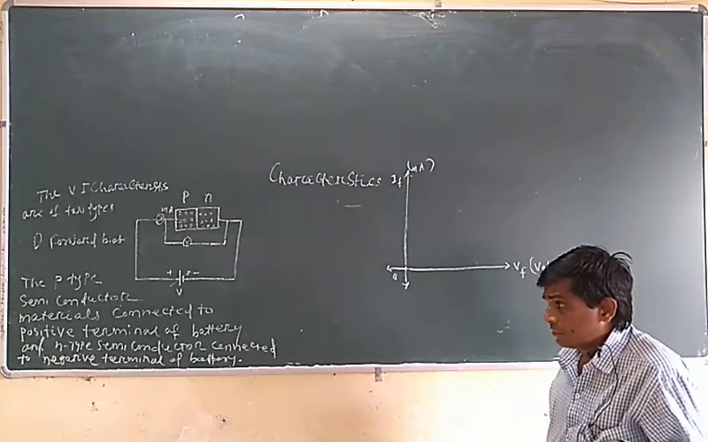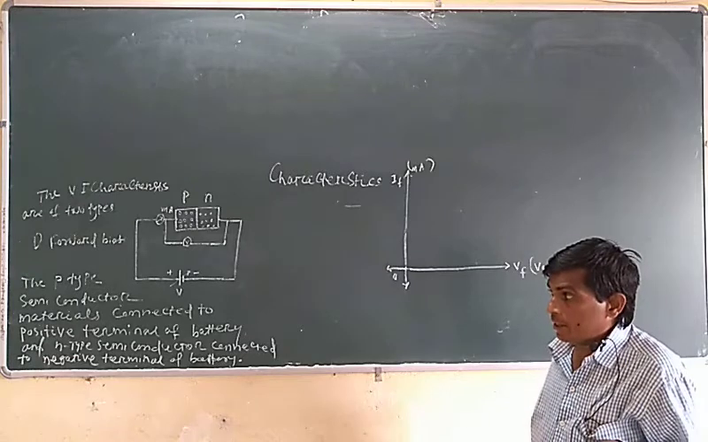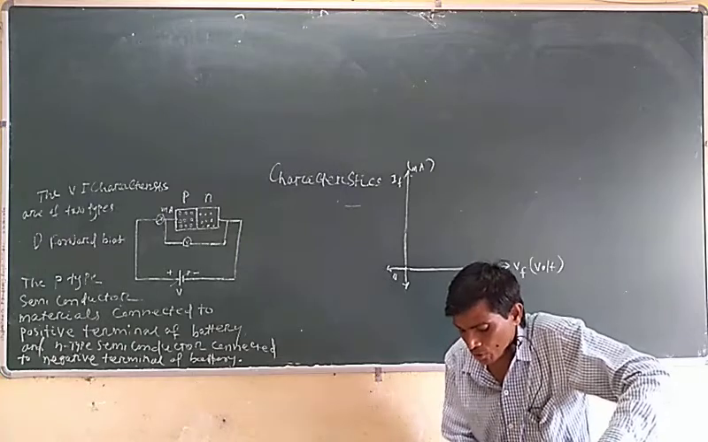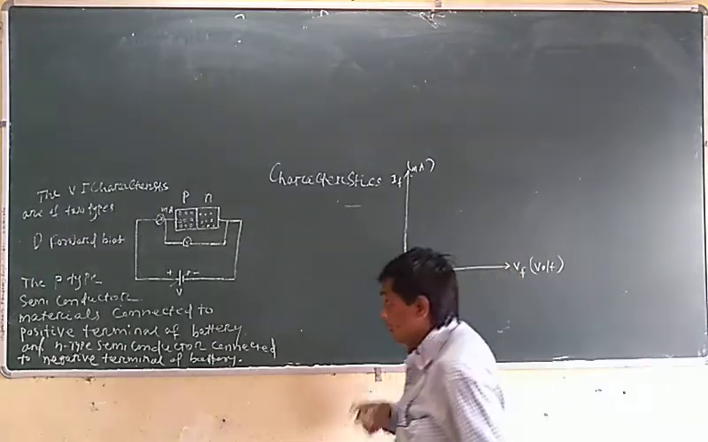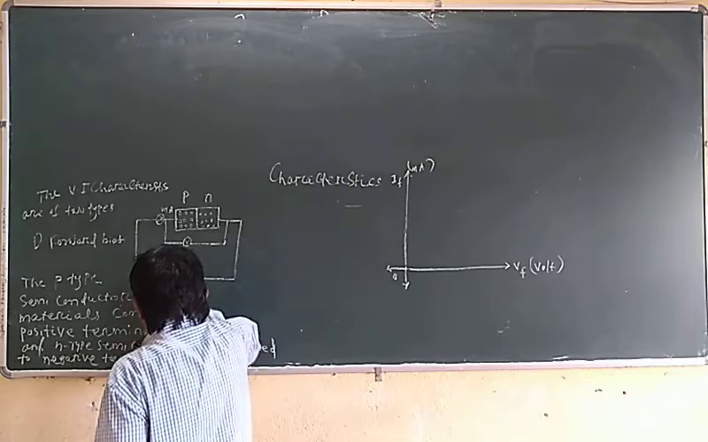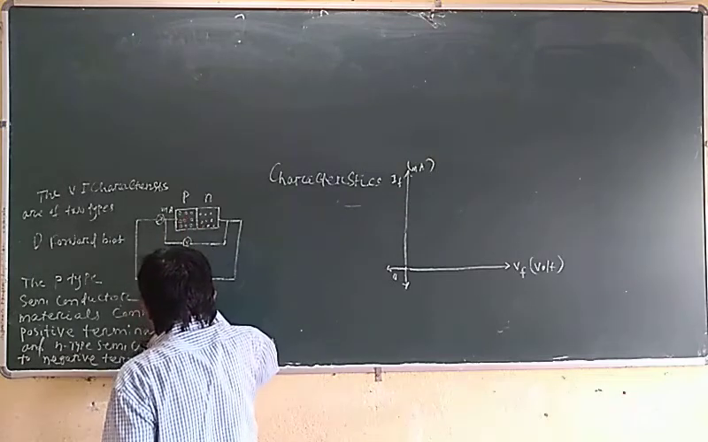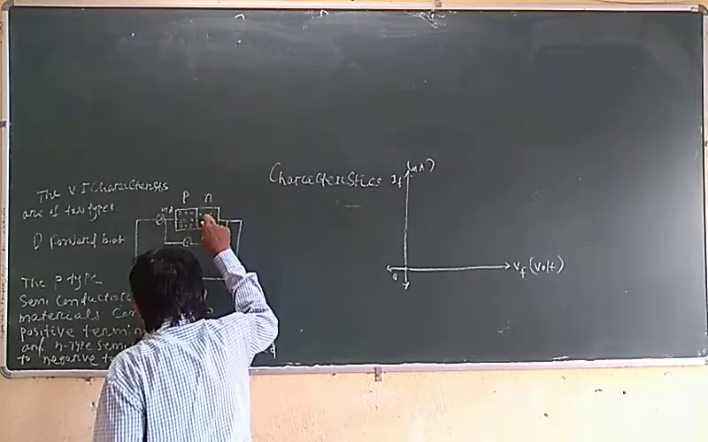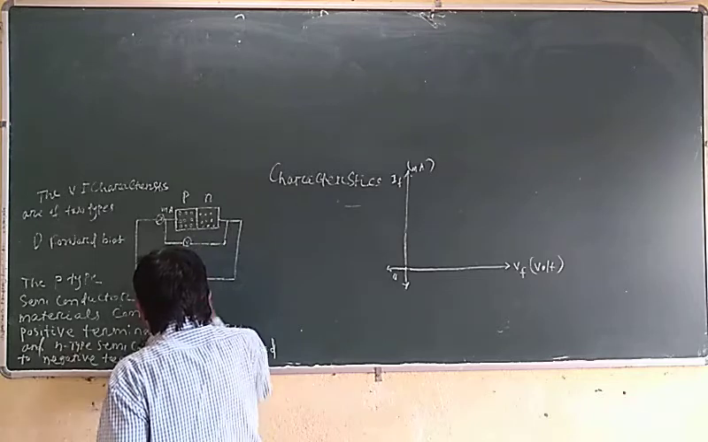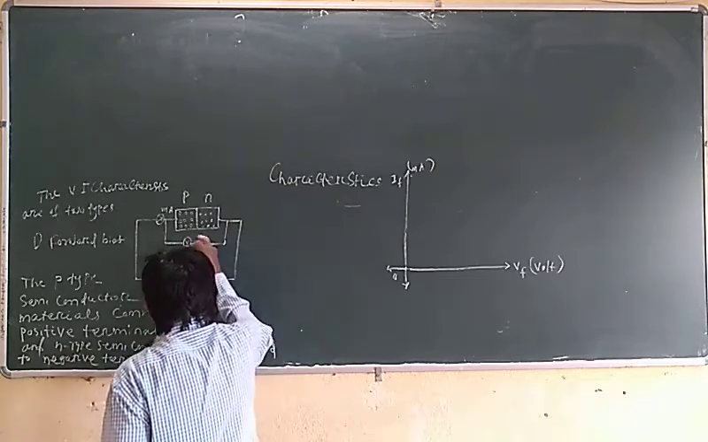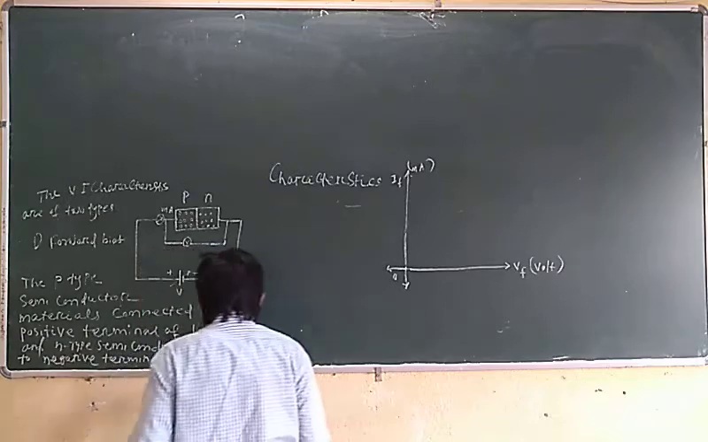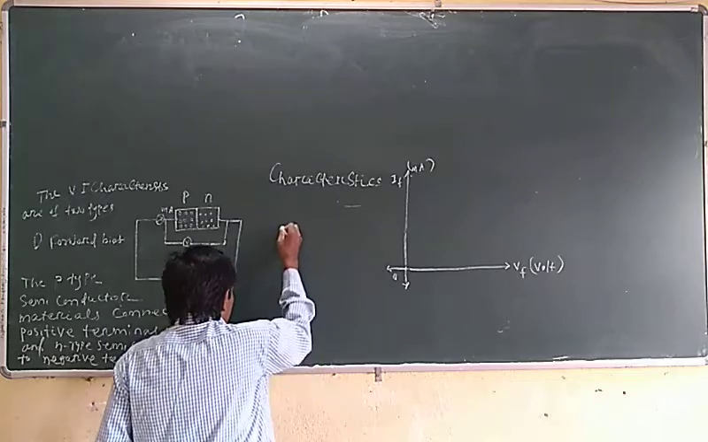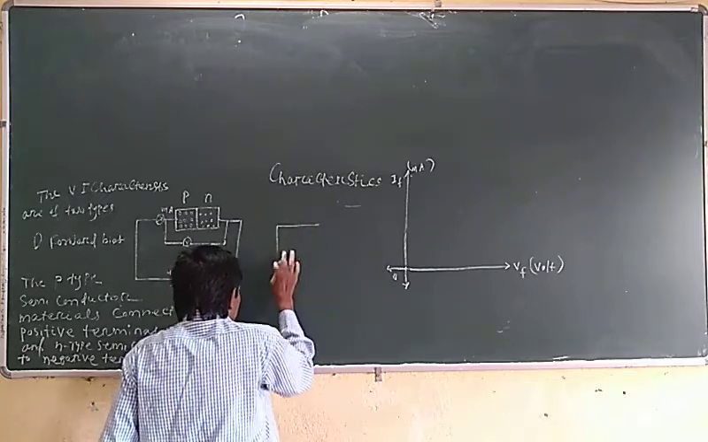When we connect in this way, then we see what happens. It was also discussed previously. The positive terminal is connected to holes and the negative terminal of the battery is connected to electrons or n-type material. Here the depletion layer will be decreased or reduced. Then I draw another diagram.